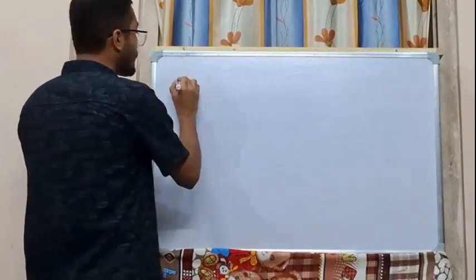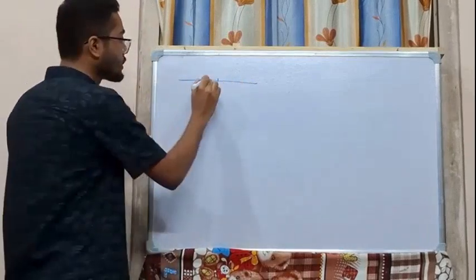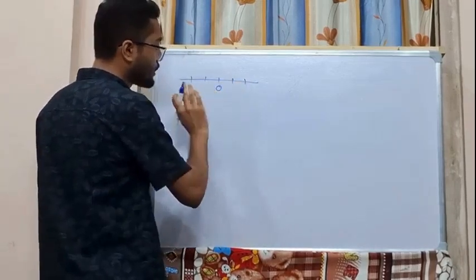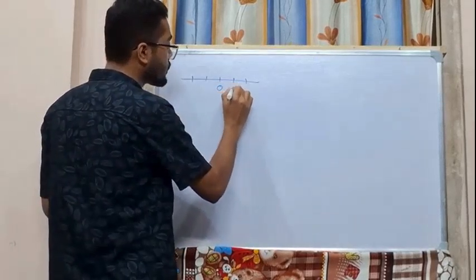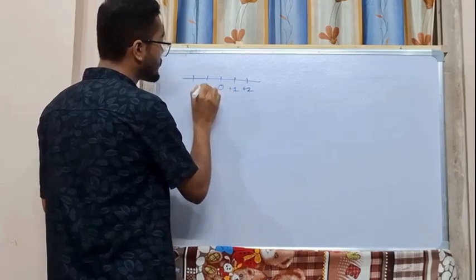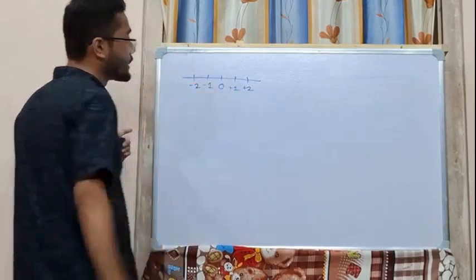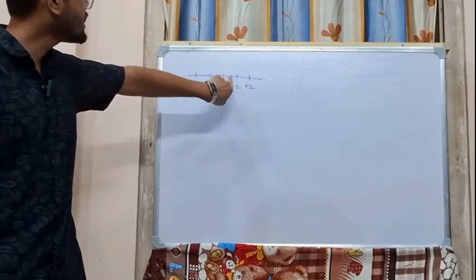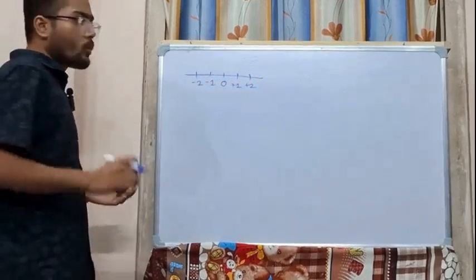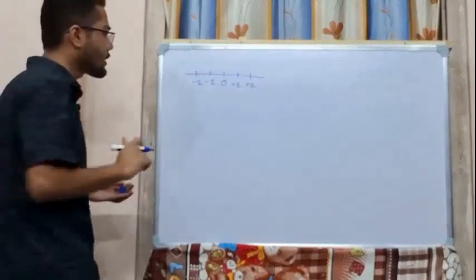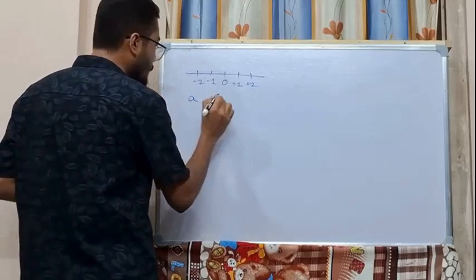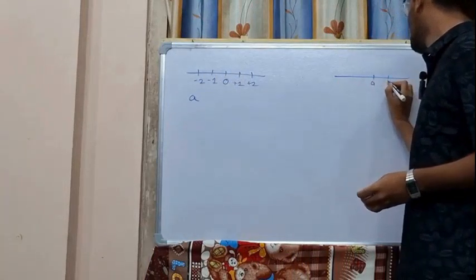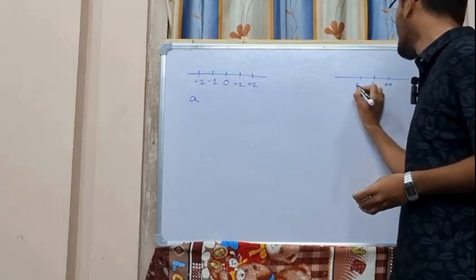We all know about the real number line, which looks like this. 0 is always in the middle of this line. The right side of 0 will be plus, the left side of 0 will be minus. We can see there is always a gap between each number. We can consider a number, suppose A. So this will be A plus 1, this will be A minus 1.